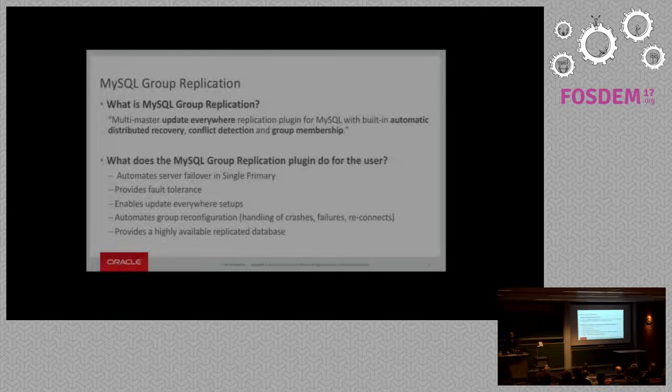So, in the core of the MySQL InnoDB Cluster, you have the MySQL group replication. It's a multi-master update-everywhere replication plugin for MySQL with built-in autonomic distributed recovery, conflict detection, and group membership. And the key point here is that it automates failover. You don't need a script so that when a master fails, you have to fail over to a new master, have to pick one of the slaves that has the best GTID. Everything is fully automated when you use our group replication solution. You don't need to think about it.